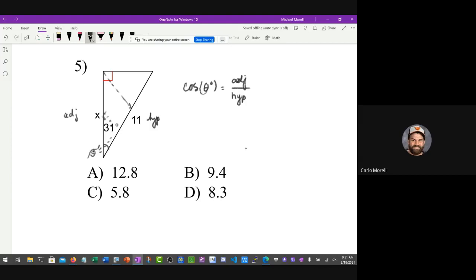So we're given 31 for our angle. So we write cos, C-O-S, of 31 degrees is equal to the adjacent side, which is x, over the hypotenuse, which is 11. So I'm going to multiply both sides by 11 to get x by itself. And x is equal to 11 times the cosine of 31 degrees.